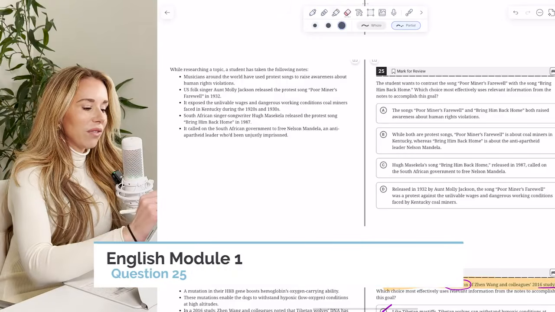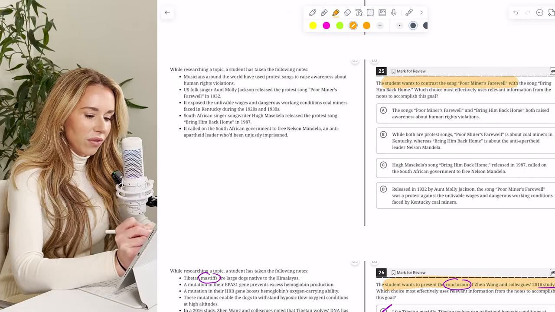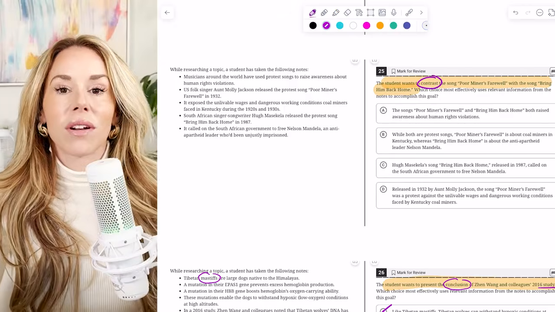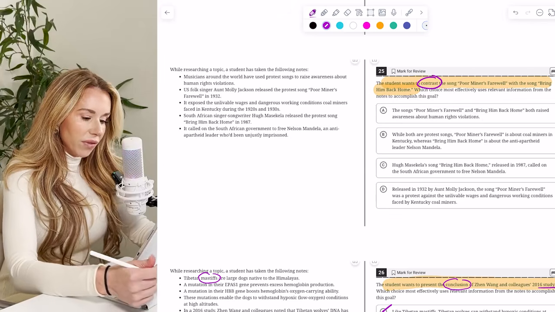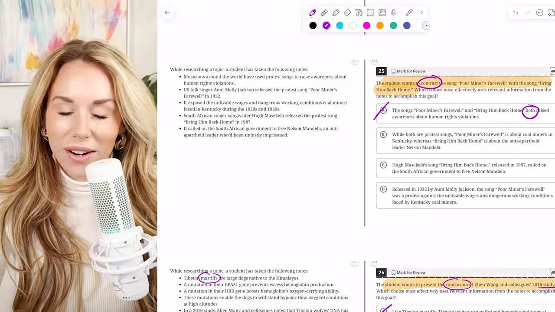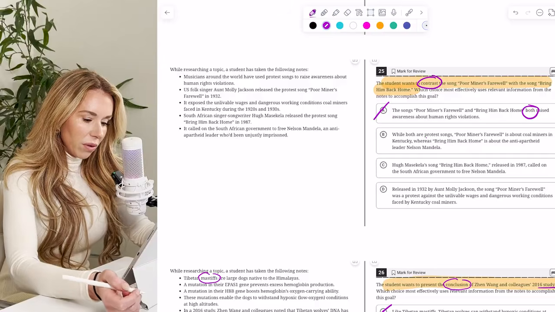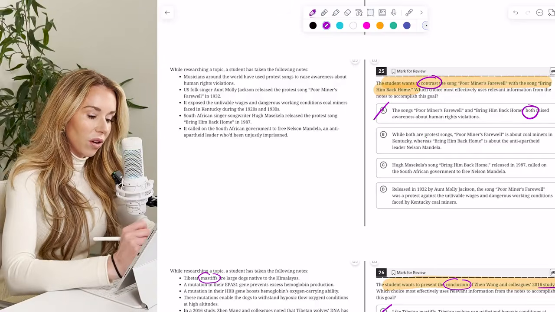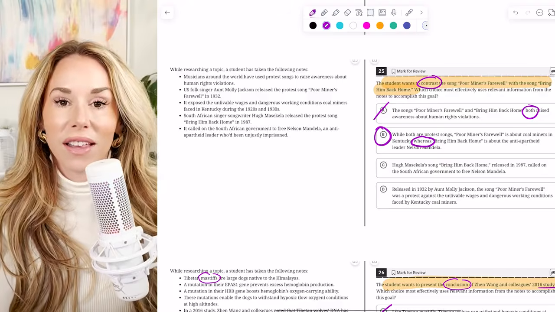All right, let's look at 25. So 25 says, the student wants to contrast the song Poor Miner's Farewell with the song Bring Him Back Home. Okay, we need a contrast, which means we want to see where they're different. Let's go through the answers. We have the song Poor Miner's Farewell and Bring Him Back Home both raised. Ooh, I don't like that word both. It means they're comparing, not contrasting. B, while both are protest songs, Poor Miner's Farewell is about coal miners, whereas Bring Him Back Home is about anti-apartheid. Okay, that whereas is a contrast word. That shows their differences. I'm confident in that. I'm going to move on.